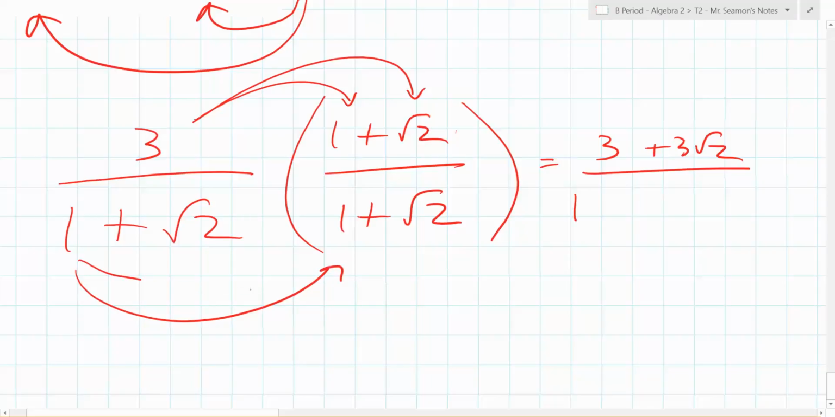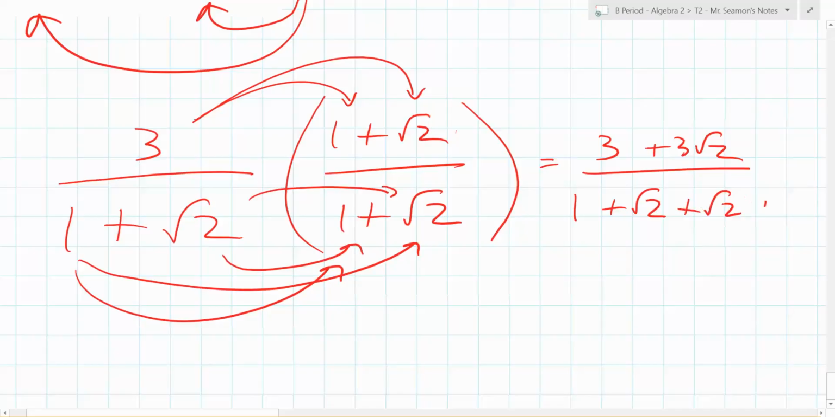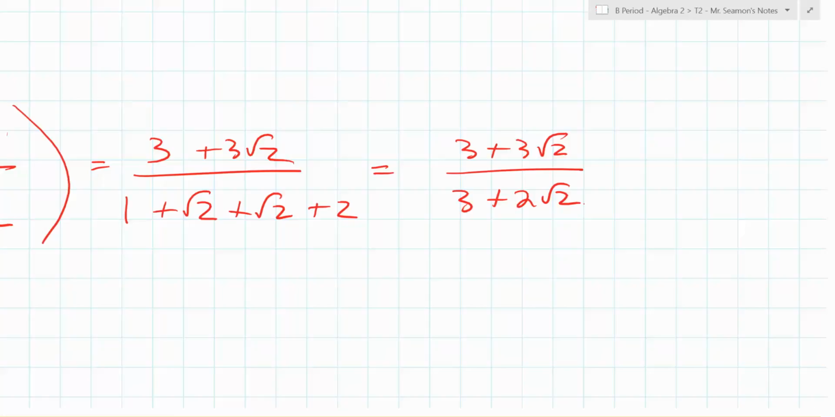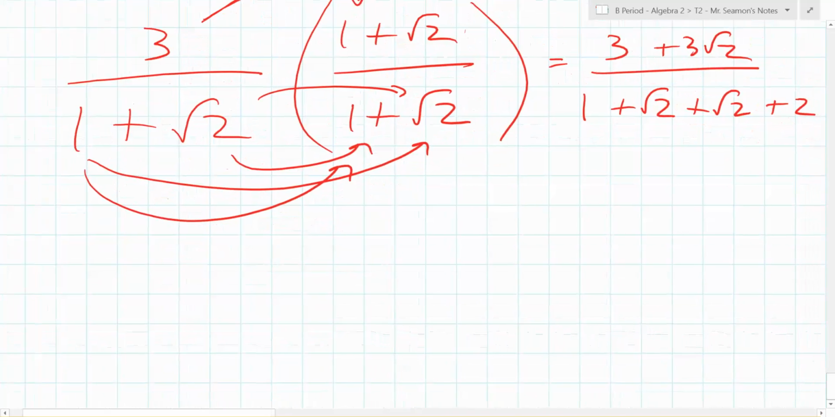What's 1 times 1? 1. What's 1 times root 2? Root 2. What's root 2 times 1? Root 2. And what's root 2 times root 2? 2. So what do you end up with? 3 plus 3 root 2 over 3 plus 2 root 2. Can you cancel anything? No, you can't, because there are plus signs. So are we kind of back to where we started? Yes. My hint to you is you were really close right here.